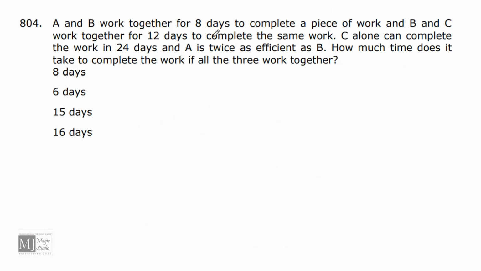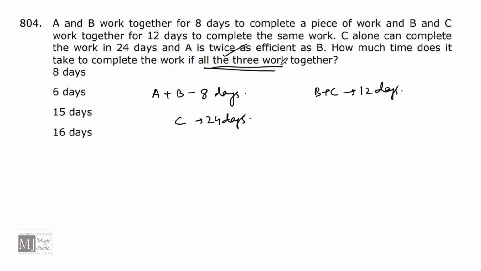A and B work together for 8 days to complete a piece of work. A and B can complete this in 8 days. B and C work together for 12 days to complete the same work. B and C can complete this in 12 days. C alone can complete the work in 24 days. A is twice as efficient as B. How much time does it take to complete the work if all the three work together?